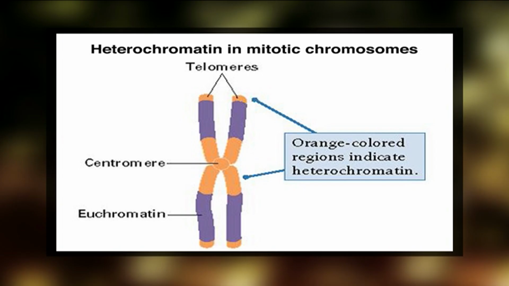Constitutive heterochromatin also serves to inhibit genetic recombination between homologous repetitive sequences. This type of recombination can lead to DNA duplications and deletions.